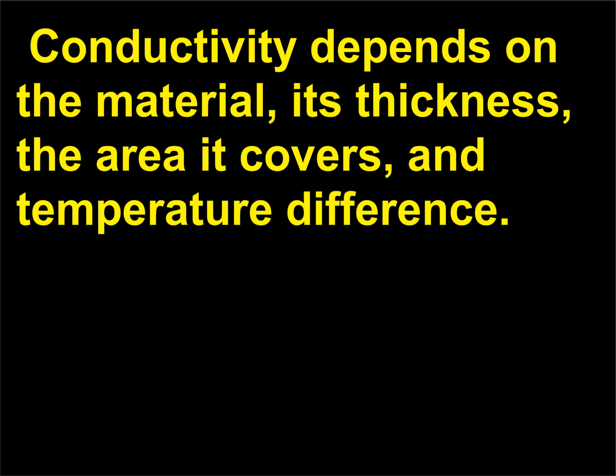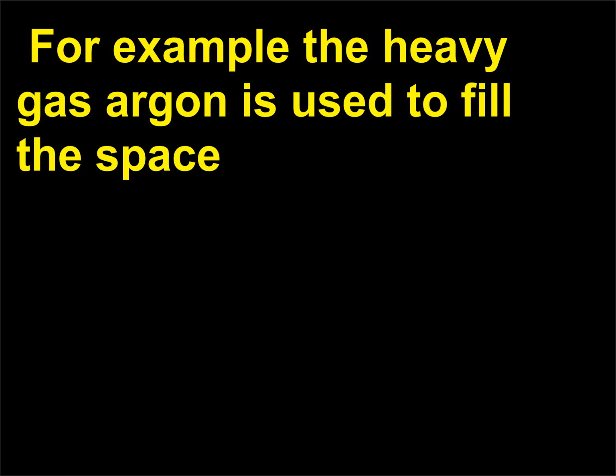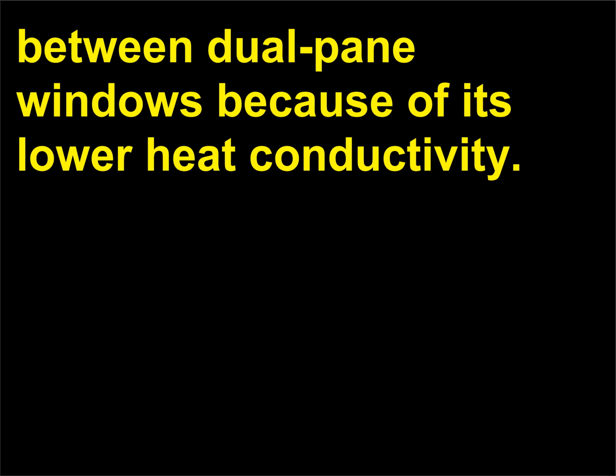Conductivity depends on the material, its thickness, the area it covers, and temperature difference. Light gases have better conductivity than heavier gases. For example, the heavy gas argon is used to fill the space between dual-pane windows because of its lower heat conductivity.